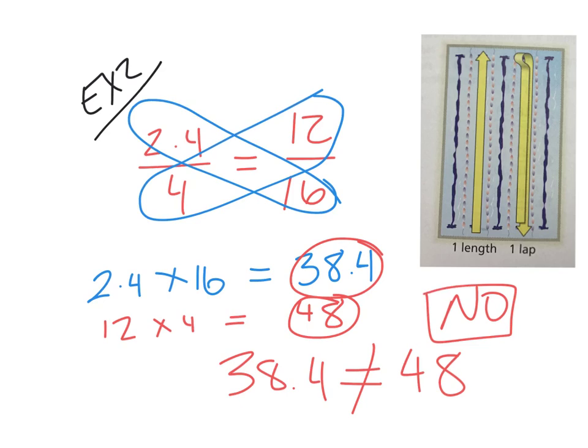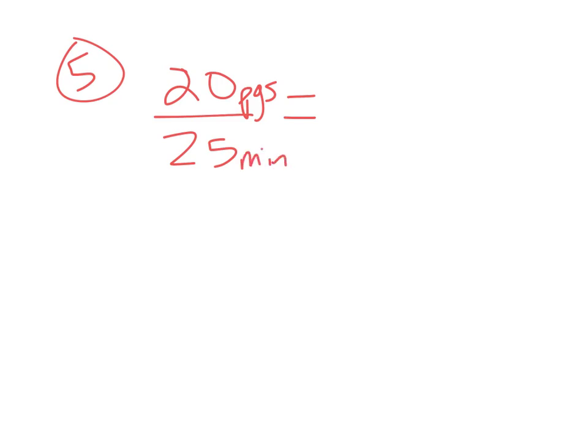Number 5 on your papers. You read the first 20 pages of a book in 25 minutes. So 20 pages for 25 minutes. So I made my first ratio. We're trying to find out if it's a proportion. You read the next 36, and if you need to, guys, label these.